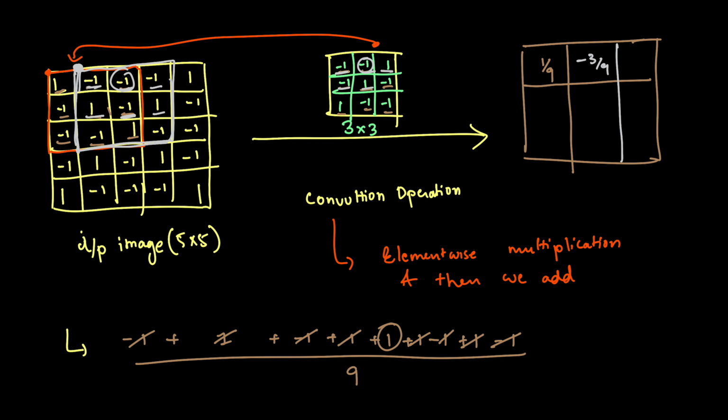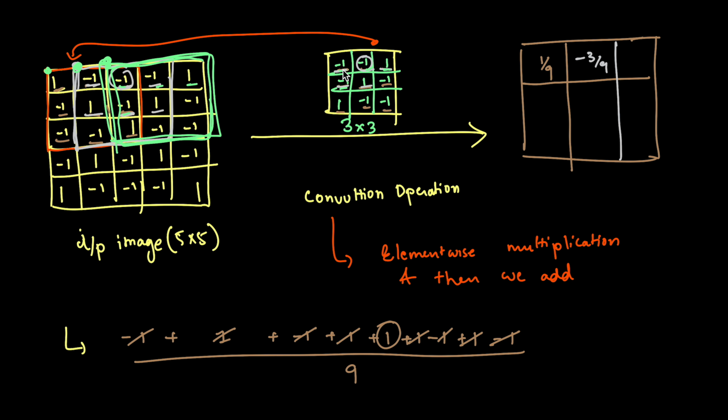Then again we'll move it by one column. First we started over here, then we did convolution from here, and now we'll do convolution from here. We start over here and do the same operation, element wise multiplication with this. Here if you observe, all the pixel values are exactly matching. Here it is -1 and here also -1, here -1 and -1, 1 and 1, -1 and -1, 1 and 1, and again -1 and -1. Here also it is matching, and at last here also it is matching.